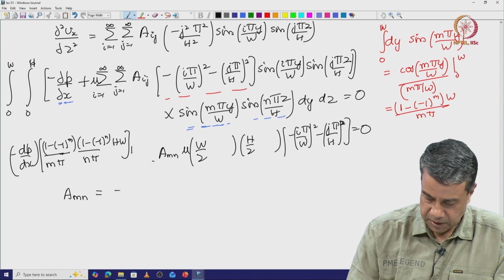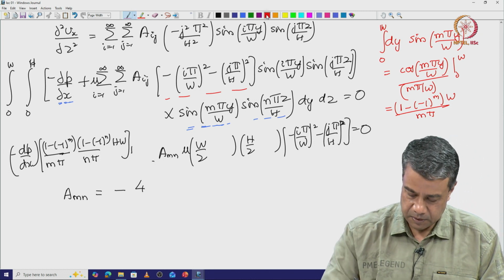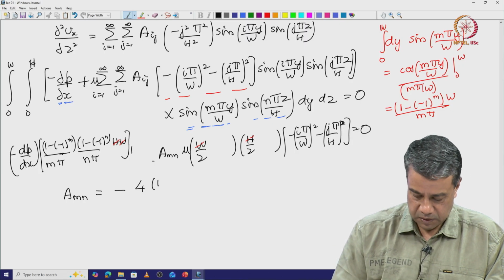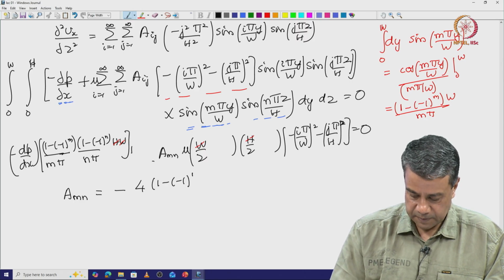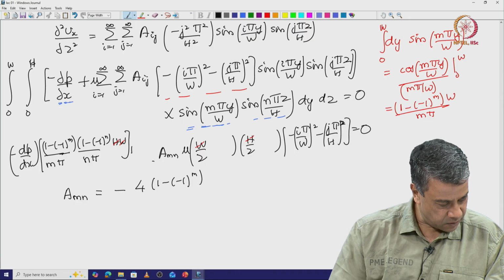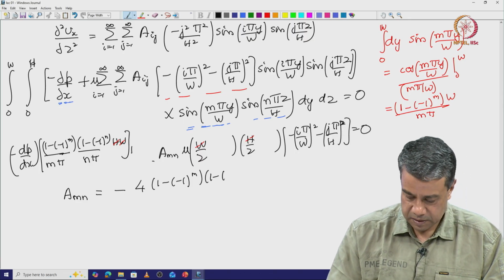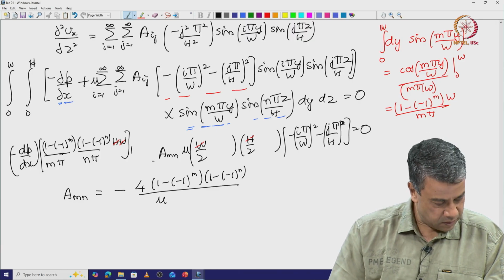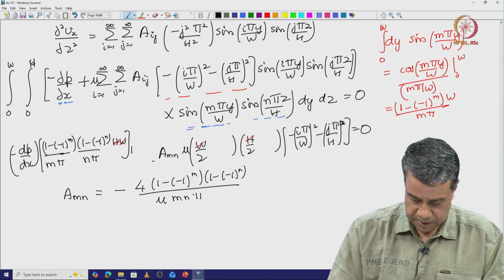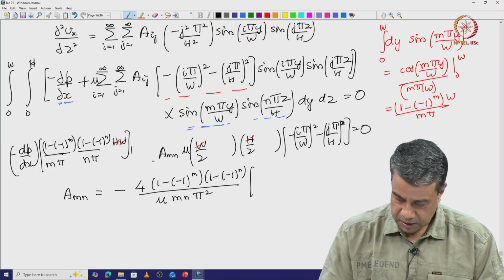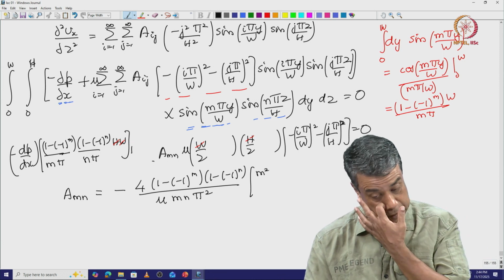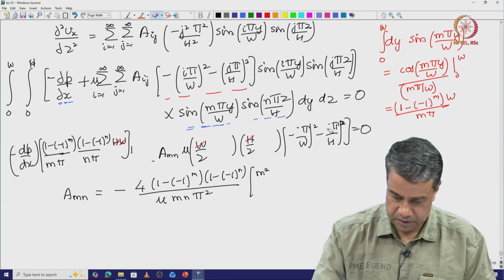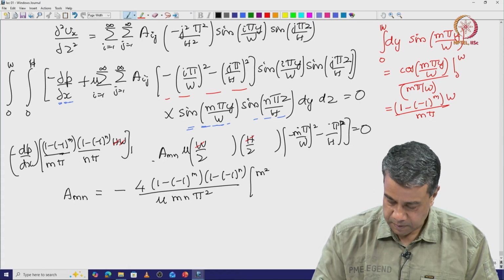is equal to minus 4. You can see that the W and the H's will cancel out on both sides, okay, into 1 minus 1 power m, into 1 minus 1 power n, by mu m n pi square into m square. I am sorry, when I did the change from i to m, I should have done it over here as well. So, this should be m and this should be n.